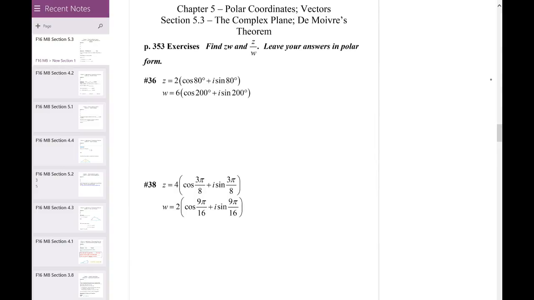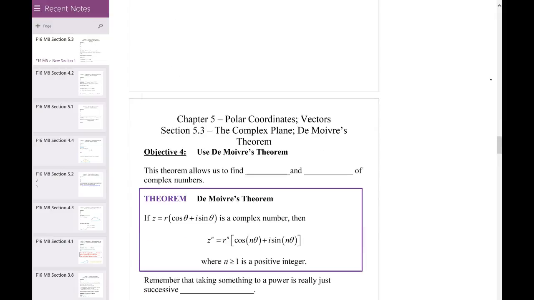So we'll do some practice of these together. Notice that they have to be in polar form to begin with. So chances are good that on the next test, I will give you the number in rectangular form, have you convert it to polar form, and then do the product and the quotient.